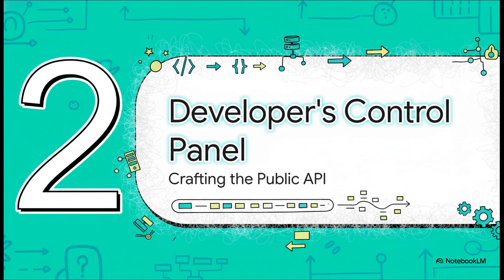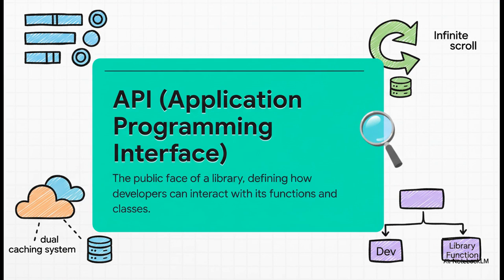Okay, so to give developers all that power and control, we need to design the main interface for our engine. In the world of software, we call this the public API, which stands for Application Programming Interface. The best way to think of an API is like a restaurant menu. You don't need to know how the chef is cooking the meal in the kitchen, right? You just need to know what you can order and what you're going to get. A great API is just like that.